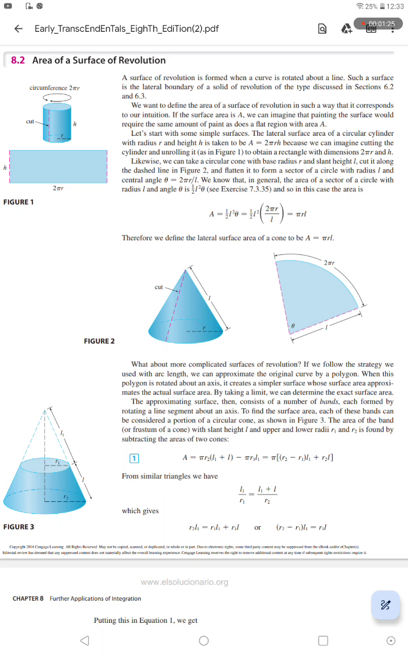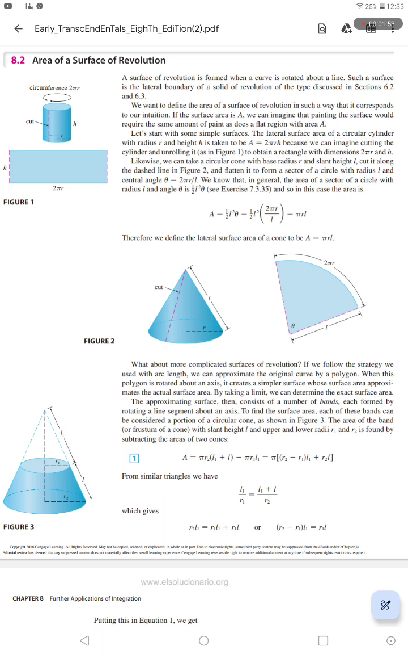Likewise, we can take a circular cone with a base radius r and slant height L, cut it along the dashed line in figure 2 and flatten it out to form a sector of a circle with the radius L and central angle theta equals 2 pi r over L.